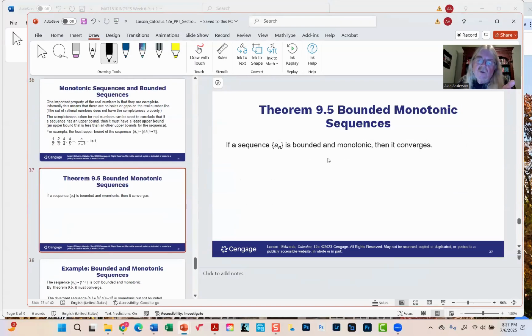And then, according to this theorem, although they're not going to prove it, if the sequence is both bounded and monotonic, then it must converge. It has a limit.